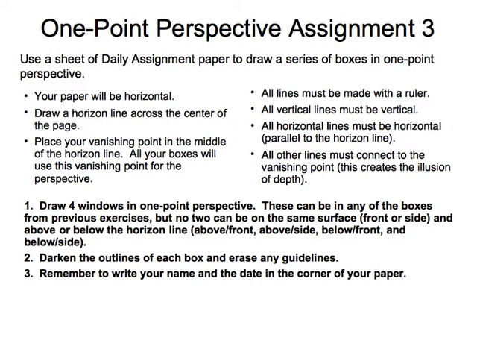All lines will be made with the ruler. All vertical lines must be vertical. All horizontal lines must be horizontal. And all other lines must connect to the vanishing point. For this assignment, you will be drawing 4 windows in one-point perspective. They may be in any of the boxes from previous exercises, so you do not need to redraw the boxes. However, no 2 can be on the same surface, that is the front or the side, and above or below the horizon line, that is above front, above side, below front, and below side.